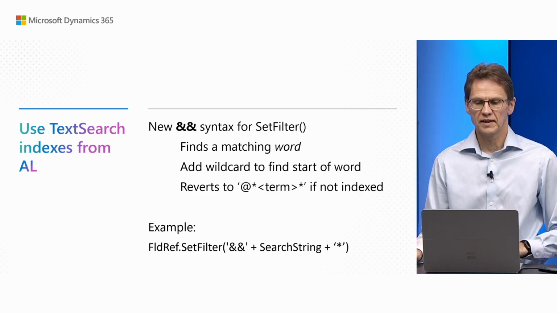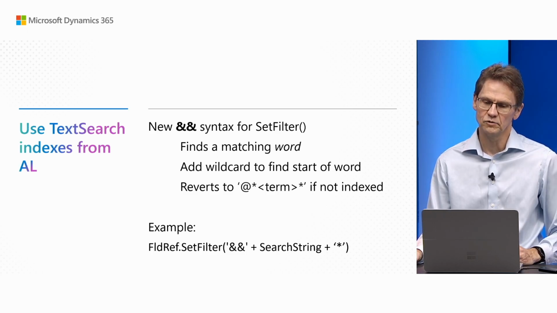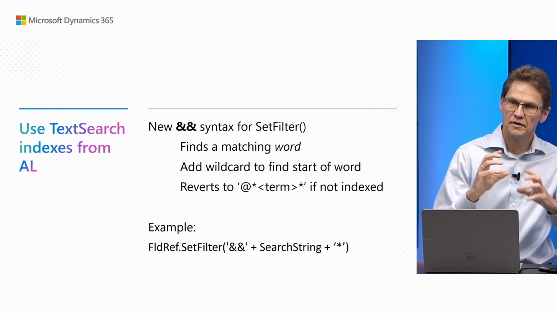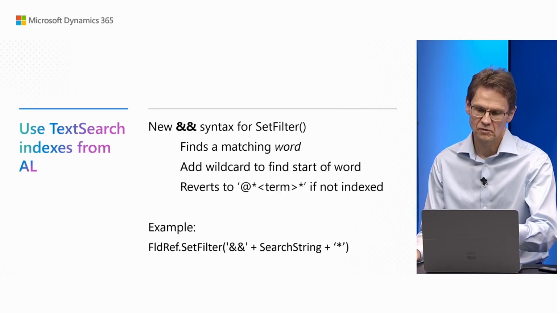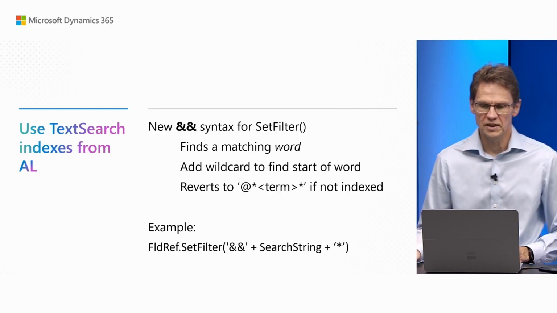If you want to find a beginning of a word, you add a wildcard at the end, the star, which has been done here. If the field you're searching is not one of those which have optimized for text search equals true, then it'll revert back to the existing behavior using case-insensitive contain search, which you can see the syntax for here.